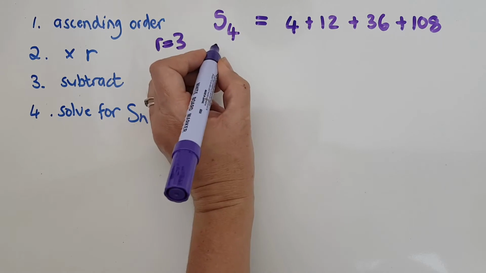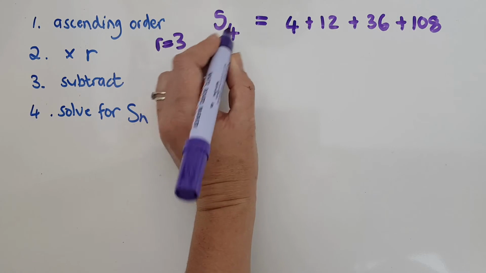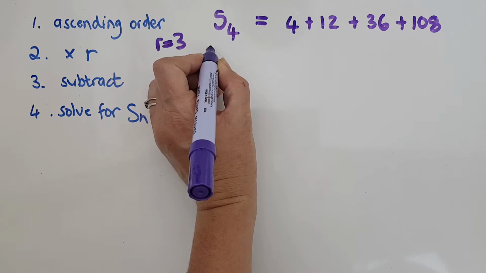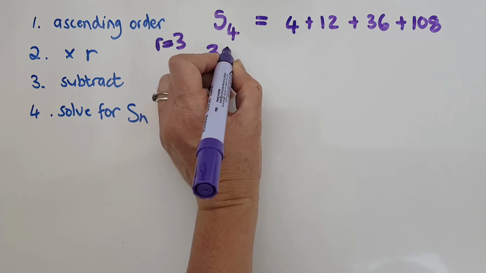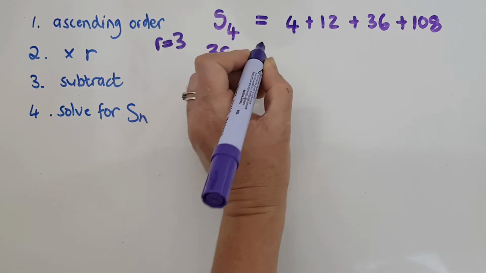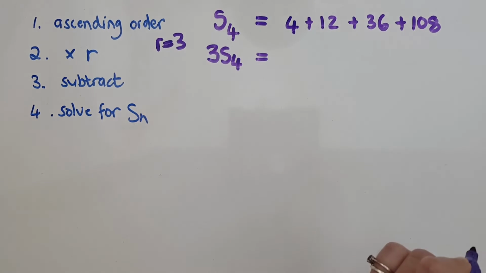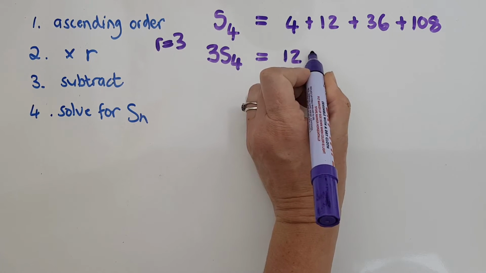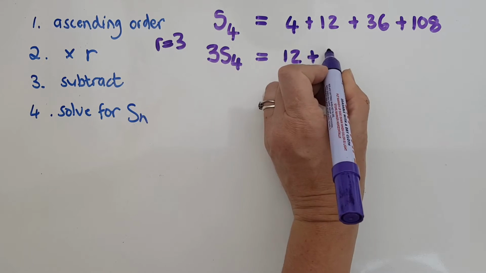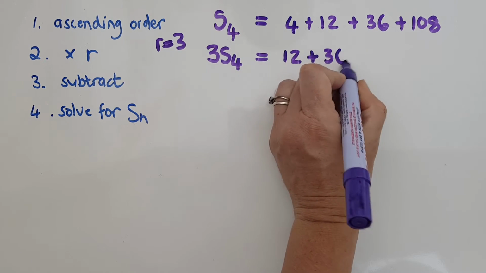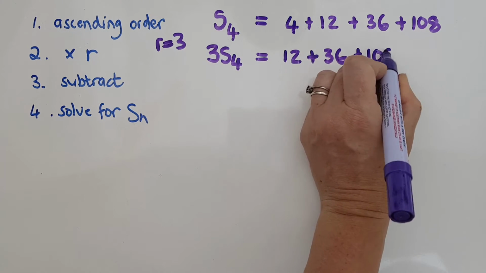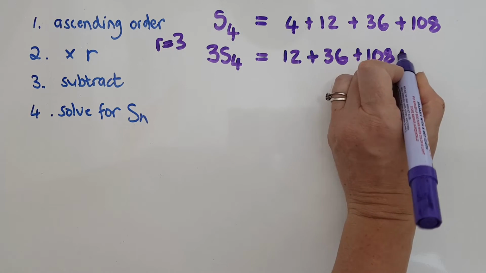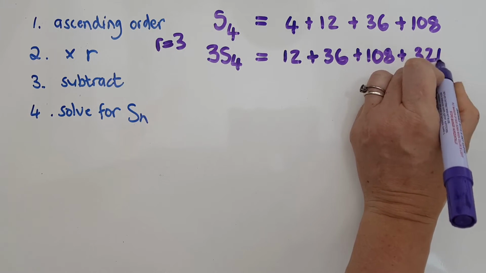So I'm going to take the S4 and I'm going to multiply it by 3. So I'm going to say, okay, what's 3 S4s? And so now each term is going to get multiplied by 3. So that's going to be 12. Look at what's happening here. That's going to be 36. That's going to be 108. And that's going to be 324.